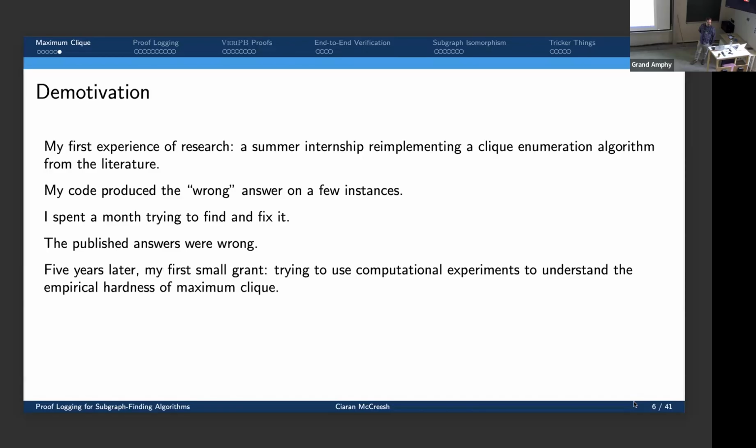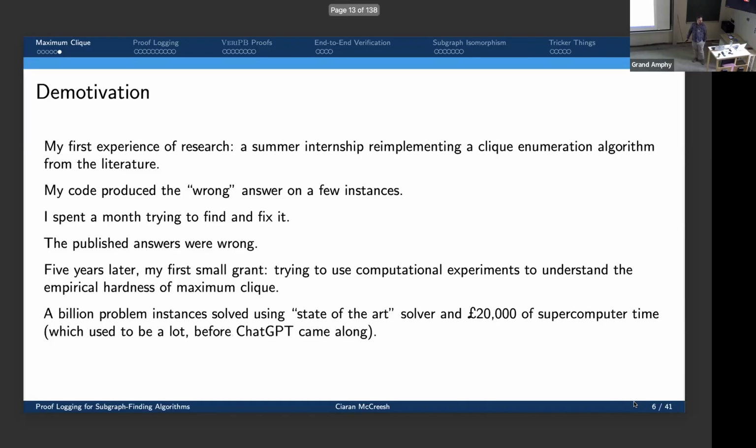Anyway, I moved on. Five years later, I had a grant for supercomputer time. I was trying to use computational experiments to understand the empirical hardness of maximum clique. So for those of you who know about phase transitions, I was trying to do phase transitions for optimization. I solved 1 billion clique problem instances using a state-of-the-art clique solver. For about 1,000 of these instances, the state-of-the-art clique solver was producing the wrong answer. And it turns out if you're trying to understand which instances are easy and hard, and if the solver is cheating to solve some of these instances, it's really hard to get meaningful scientific results.